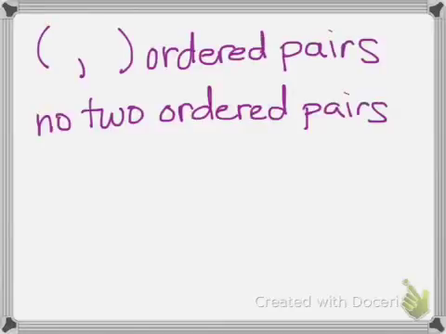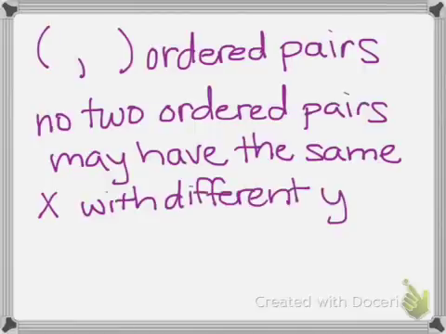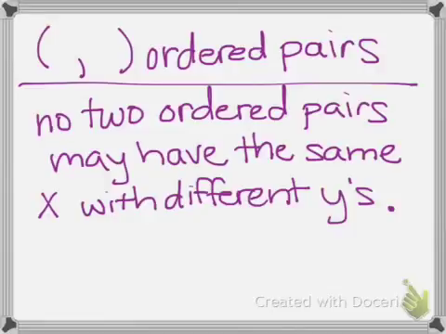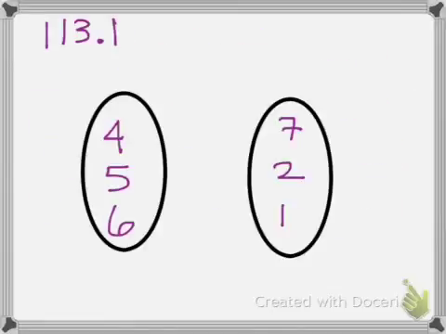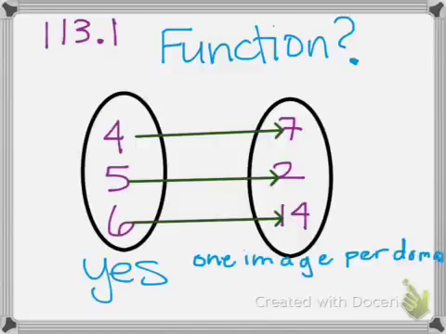Okay, so talking about ordered pairs. No two ordered pairs can have the same x with different y's. If that happens, it's not a function. So for example, we have 4 goes to 7, 5 goes to 2, and 6 goes to 4. Is this a function? Yes, there's one image per domain, and we have a specified domain, 4, 5, and 6, and we get one and only one output for each input.